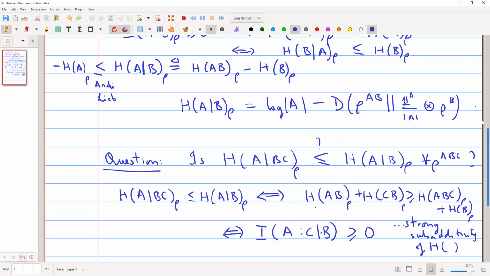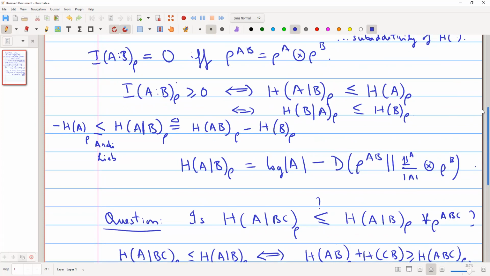So this H(A|B) relation is log dimension minus the relative entropy. So this is also equal to the relative entropy between rho AB and just identity on A tensor rho on B, right? Then you have to remove the log A. Yes, that's exactly it. But I'm not writing that because right now I'm only defining relative entropy for states.